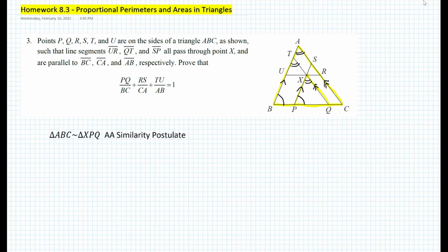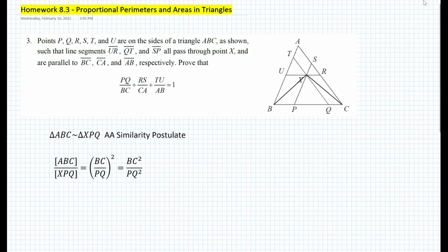Now, since they're similar, we know that the ratio of the areas of these two triangles must be equal to the scale factor squared. So basically, we can say that the area of triangle ABC over the area of triangle XPQ is equal to BC over PQ, squared, which is equal to BC squared over PQ squared. Okay, so how do we proceed now? Well, the next thing we want to do is draw segments BX and CX, as shown in the figure.